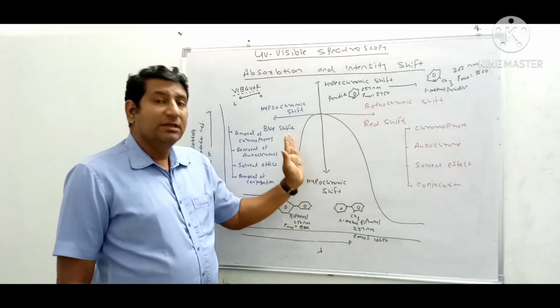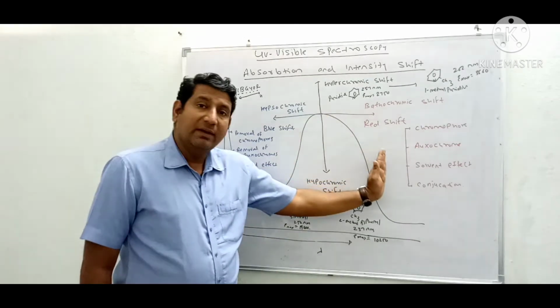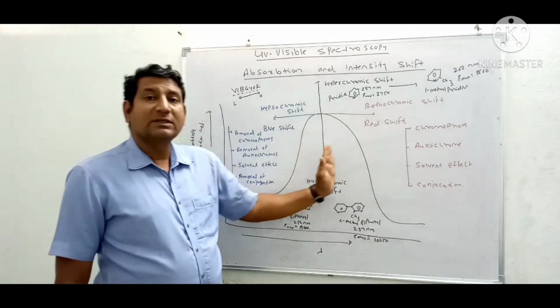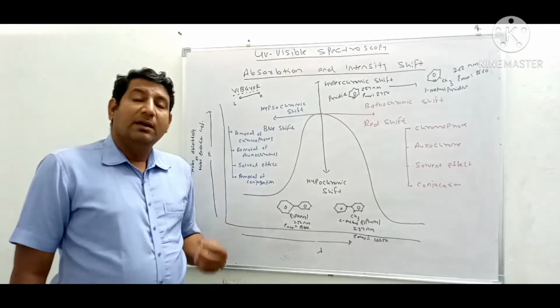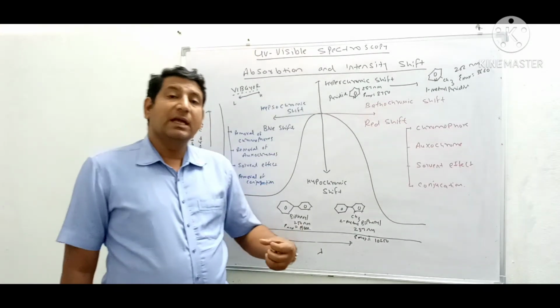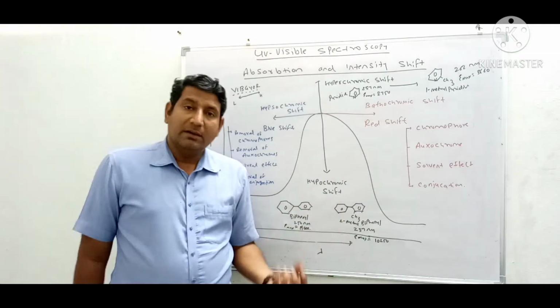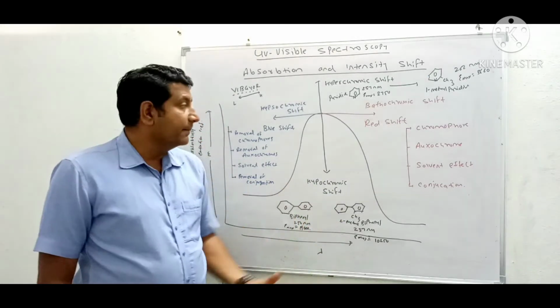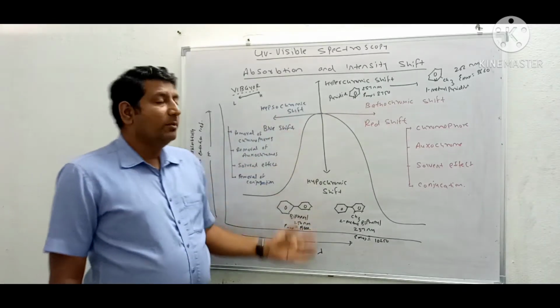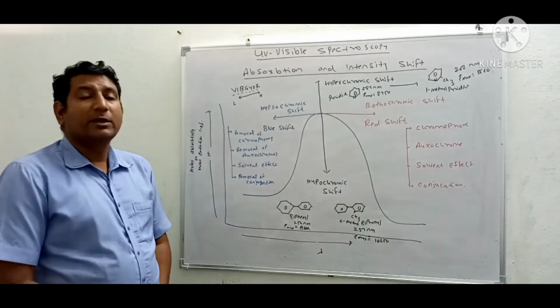Bathochromic shift is the shift of lambda max towards higher wavelength. It is also known as red shift because the lambda max increases towards higher wavelength and towards the red side of VIBGYOR, that is red light. Now what is hypsochromic shift? This is just the opposite of bathochromic shift.